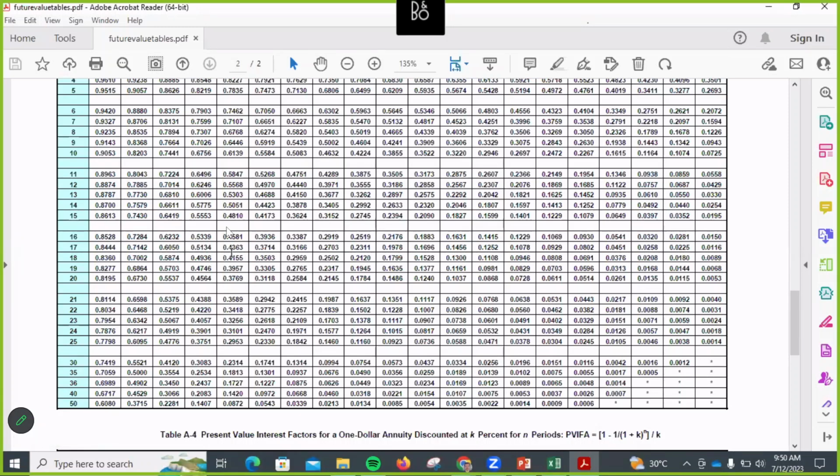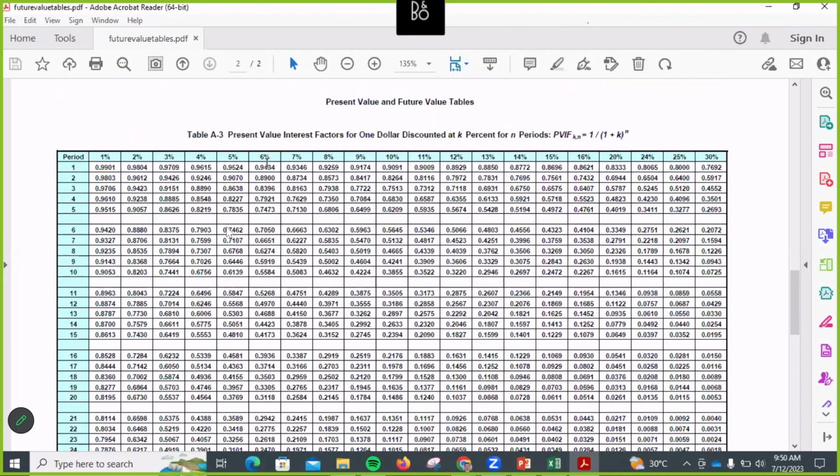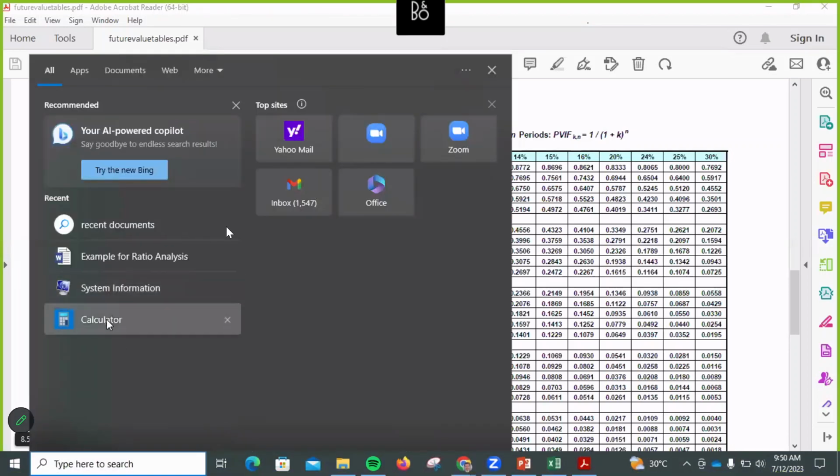But in most cases, you want to deal with that as a very short period and also very low rates, not much higher rates. And especially, if you don't have the factor, like in this case, you can use the calculator. So, calculator, you can find a calculator.